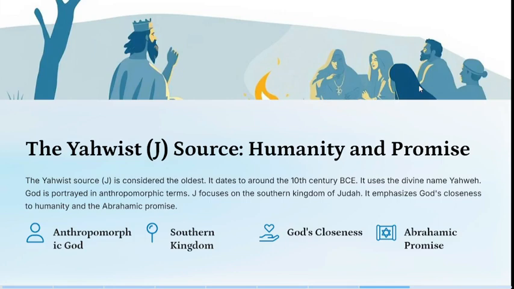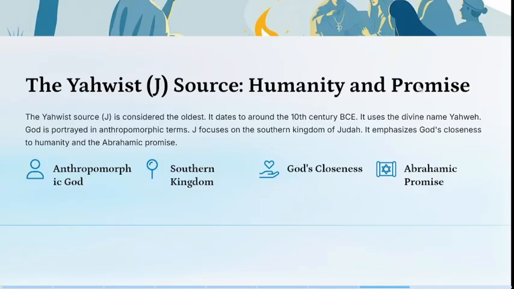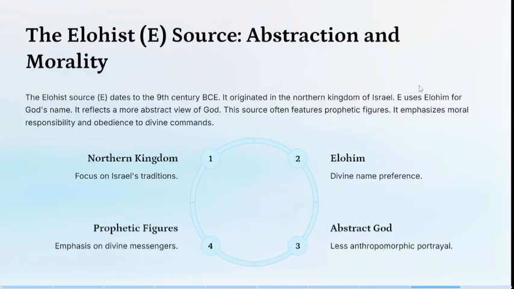So looking at the date, which is the most important aspect, like I mentioned earlier, it dates around the 10th century BCE, and it includes stories about creation, early ancestors, and the patriarchs, as well as accounts of Israel's early history. So moving on to the next source, which is the E source, which stands for the Elohim source.